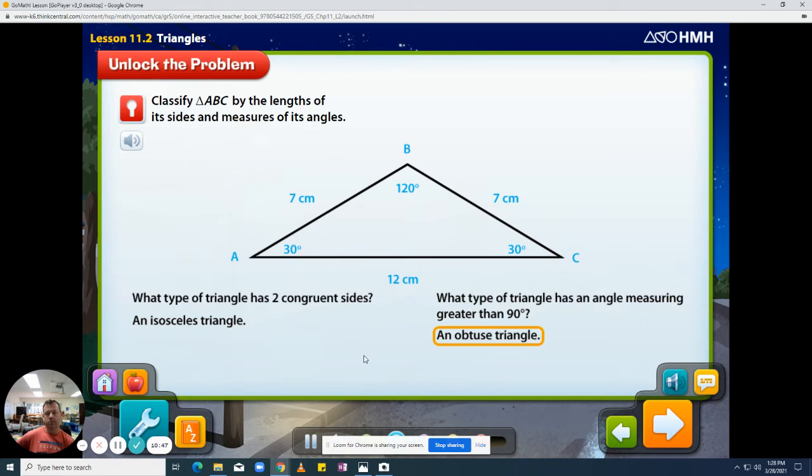An obtuse triangle. So triangle ABC is an isosceles obtuse triangle. You see what I'm talking about? First and last name. Classified by the sides, isosceles. Classified by the angles, obtuse. Okay, let's take a look at one more slide.